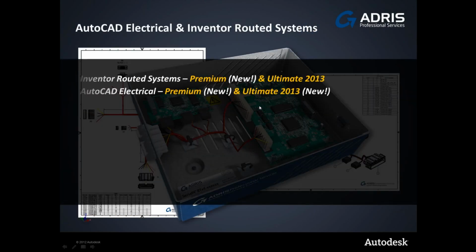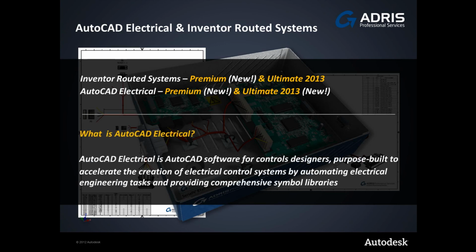Within the 2013 release of Inventor, we now see the addition of Inventor Routed Systems for the Premium Edition, also included within the Ultimate. We also see the introduction of AutoCAD Electrical for both Premium and Ultimate editions. So, what is AutoCAD Electrical? AutoCAD Electrical is AutoCAD software for control designers, purpose-built to accelerate the creation of electrical control systems by automating electrical engineering tasks and providing comprehensive symbol libraries.